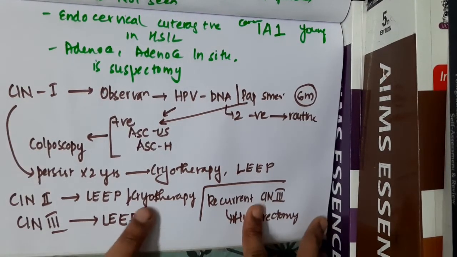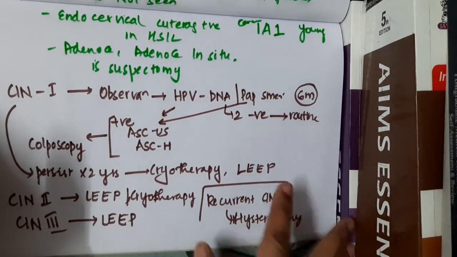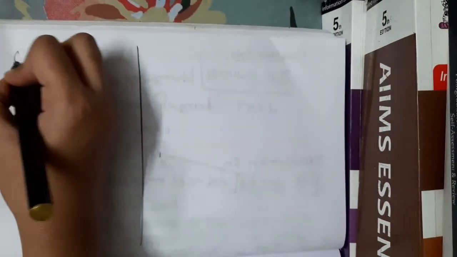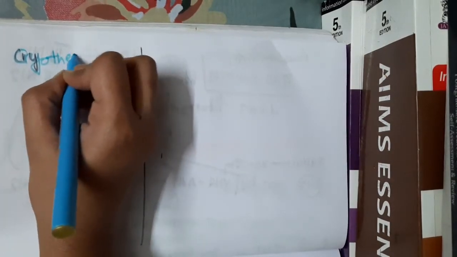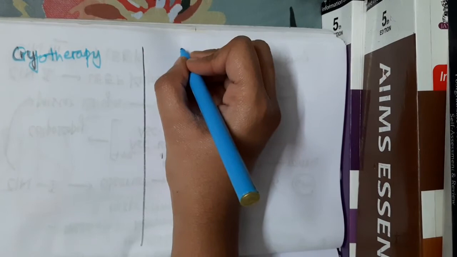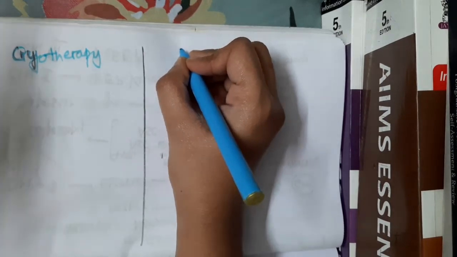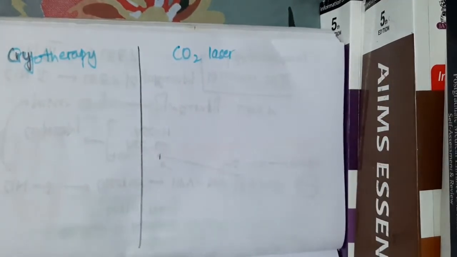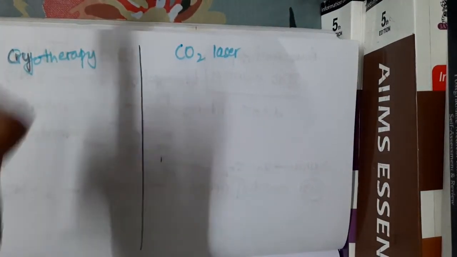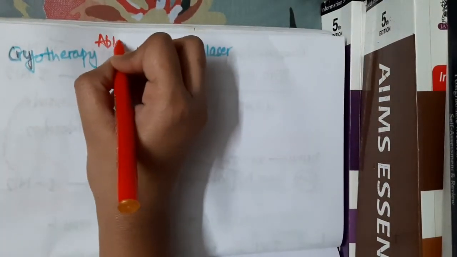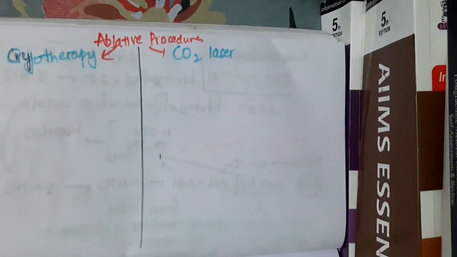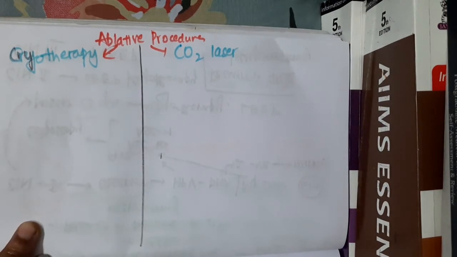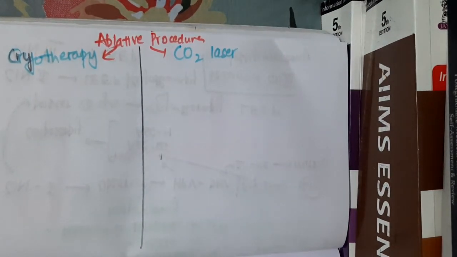So in this we are learning about cryotherapy and loop electroexcision. Let us learn some important points through the differences. First, cryotherapy and laser ablation. Carbon dioxide laser can also be done. These two are actually ablative procedures. We have two ablative procedures, cryotherapy and carbon dioxide laser, which are done for cervical intraepithelial neoplasia.